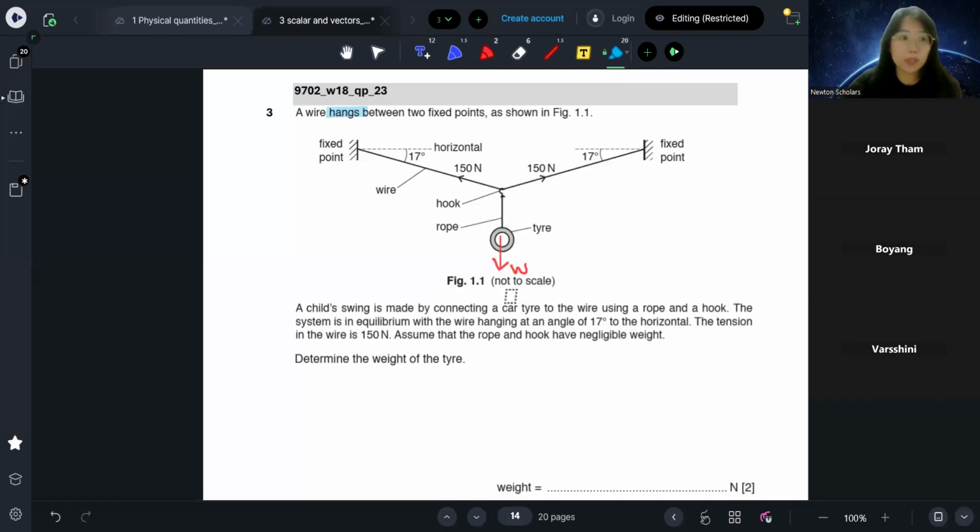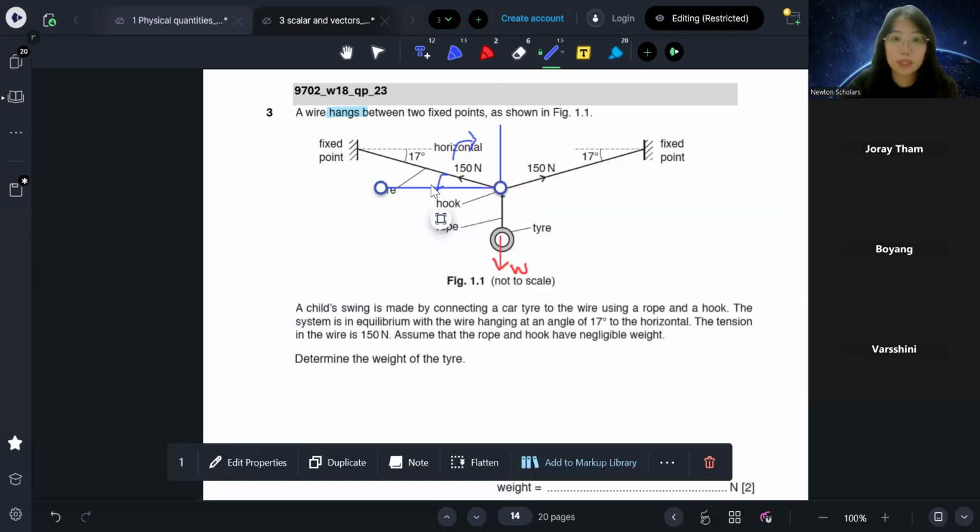Because this weight is pointing downward, we need to find another upward force so that it will balance it. Where does it come from? Actually, it's from these two strings. They split up, so we resolve the forces. From this point, I get an upward force because this 150 goes here, then 150 goes to the other side. So we will have Fy and Fx.